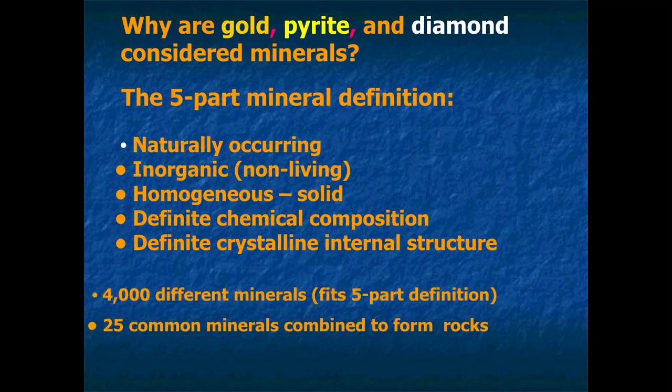So by definition, there are about 4,000 different minerals that have been defined and found on Earth that fit this 5-part definition. Of those 4,000 different minerals, there are about 25 common minerals that combine together to form rocks. So you can see that there are a lot of moderately to rare type minerals that exist on the Earth's surface and interior parts of the Earth as well.